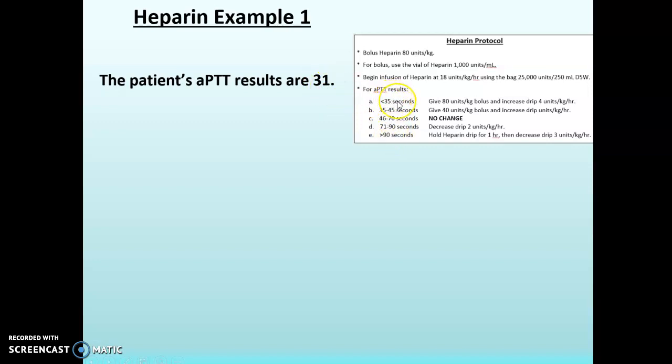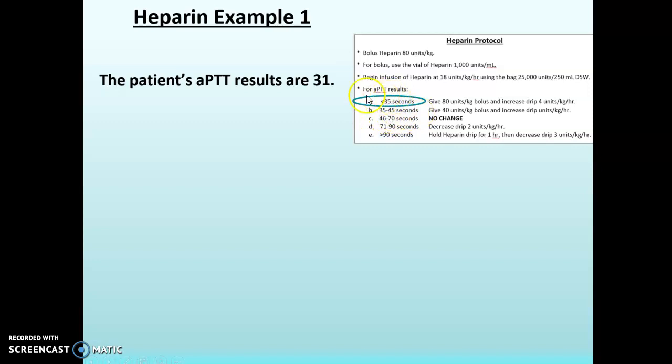So a 31 is going to put us in category A, less than 35 seconds. So we know that we need to give another bolus, 80 units per kilogram for a bolus, and we're going to increase our drip, okay? So our patient's not getting enough heparin yet. They're still clotting too quickly. The sweet spot that we're aiming for is category C, okay?